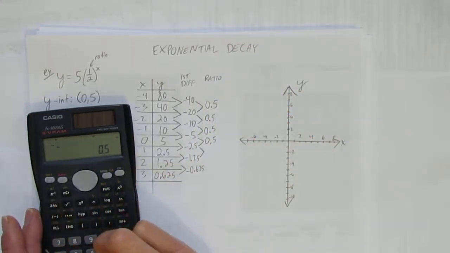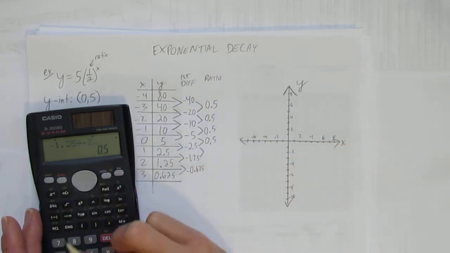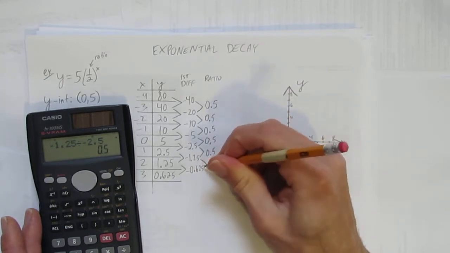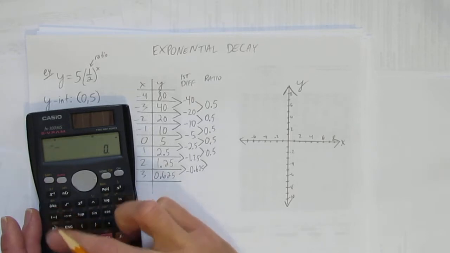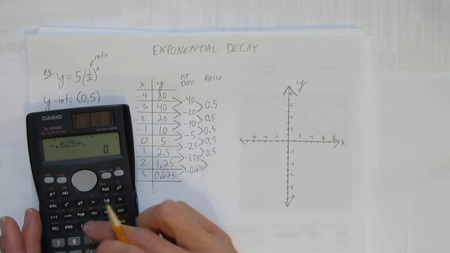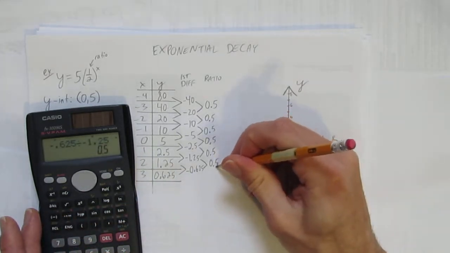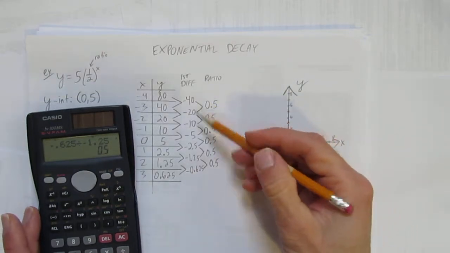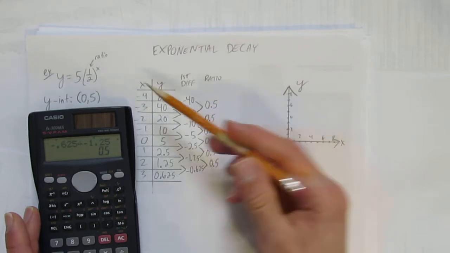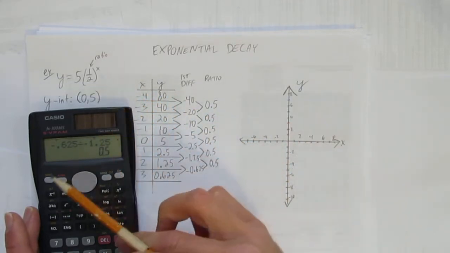Let's do the last two just to be sure. But I'm sure, not just because I've done it before, but because I can see the pattern. 0.5. And I also knew from the equation what the ratio would be. This second one, negative 0.625 divided by negative 1.25, and I get 0.5. There's the ratios. I particularly wanted to show you how to calculate the ratio. If you weren't given the equation, just given the table, there's the ratio appearing. But we knew it because we had the equation.